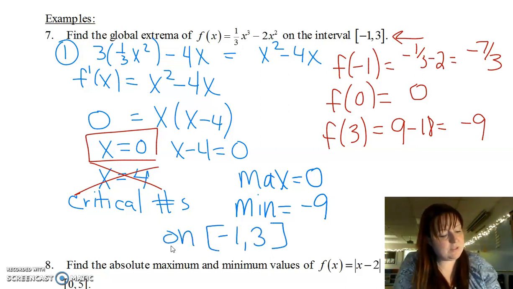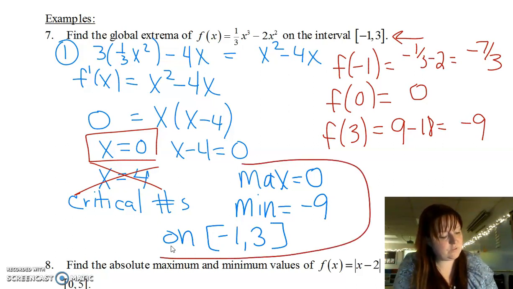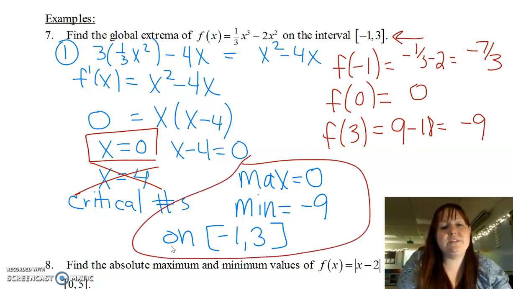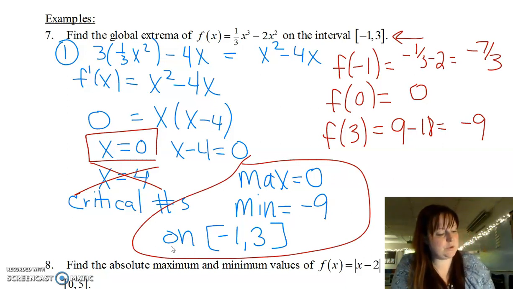Now, we are not talking about the entire function here. So this is the global max on that interval. It's the highest and lowest points on the interval.